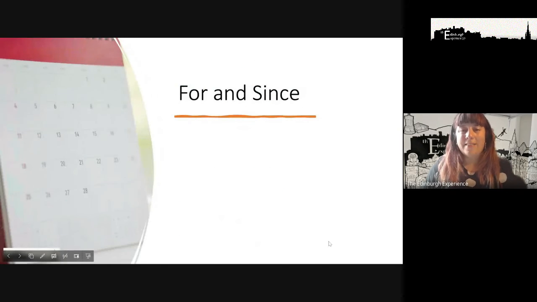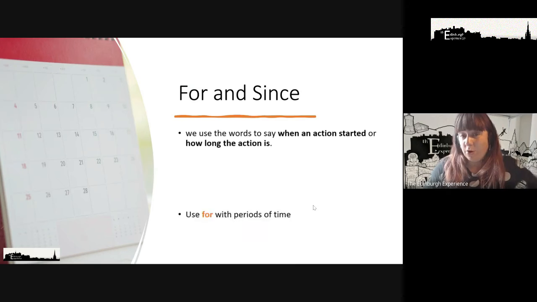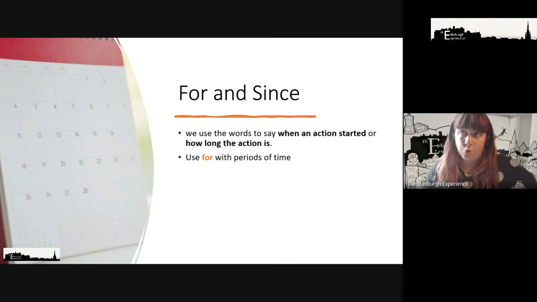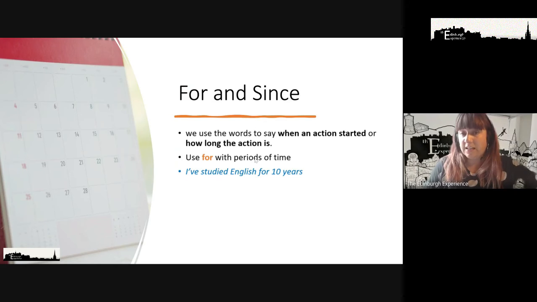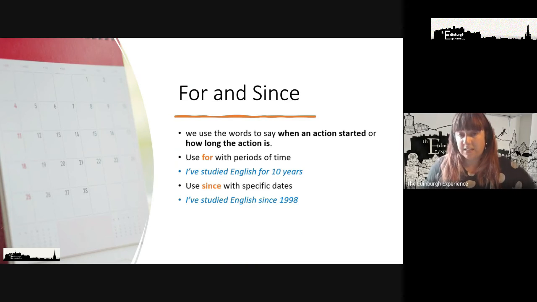Right. Now, I said before we'd do some revision with for and since because it's something that very often causes problems for people. So we use these words to say when an action started or how long that action is. The rule is for is with periods of time. For example, I've studied English for 10 years. And since is with specific dates. For example, I've studied English since 1998.